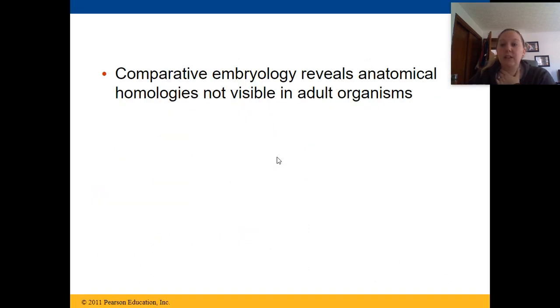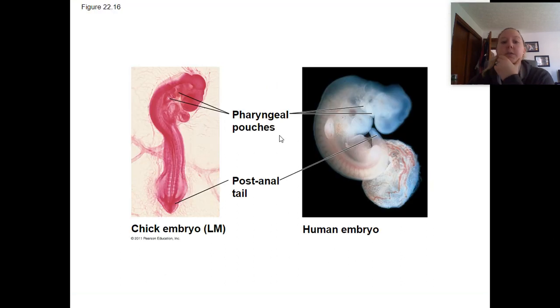We can look at this through comparative embryology, which reveals the anatomical homologies that are not visible in adult organisms. So looking at a human and a chick embryo, we have the same postanal tail. We call this our tailbone in humans. Chickens obviously grow a tail. And then the same pouches that eventually turn into glands inside of our body.